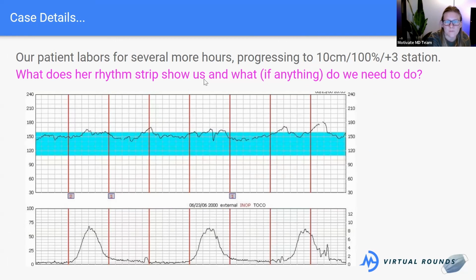What does this strip show us? And what, if anything, do we need to do? What category would we call it? Are we seeing any decelerations? What would you say about this strip? Also, look at how nice and strong these contractions are. She's definitely getting close.